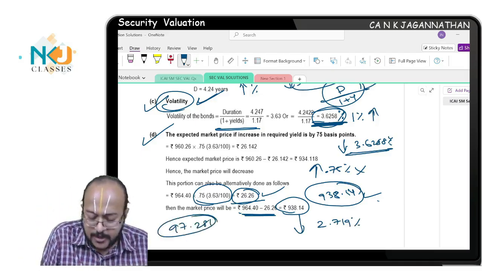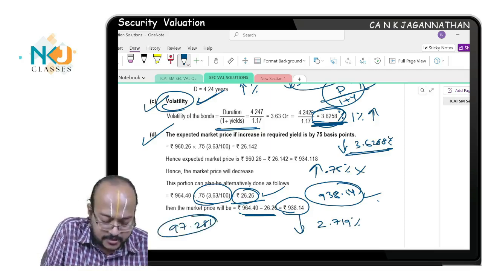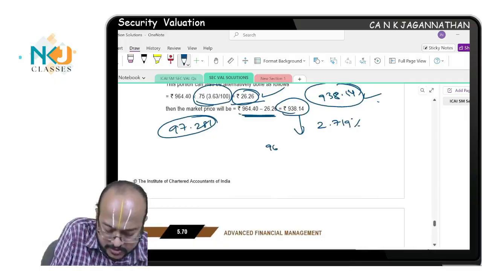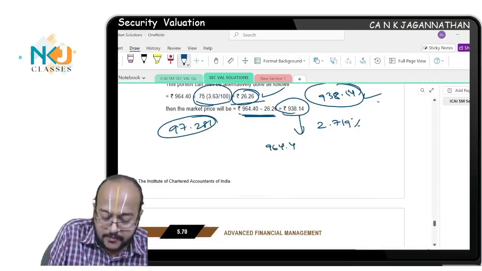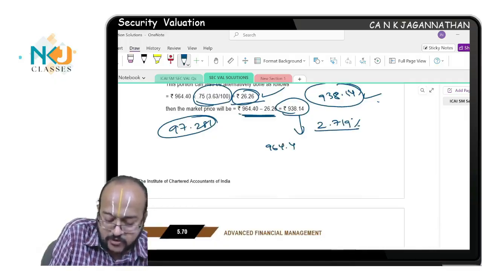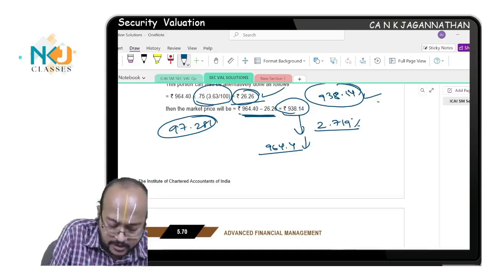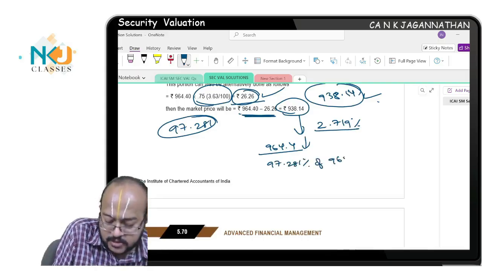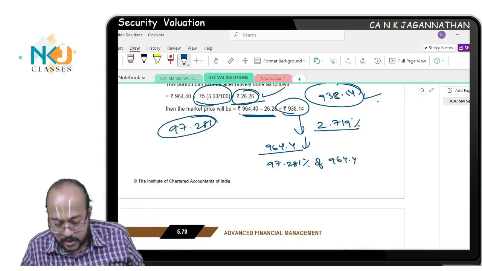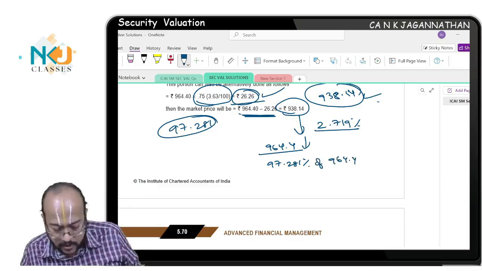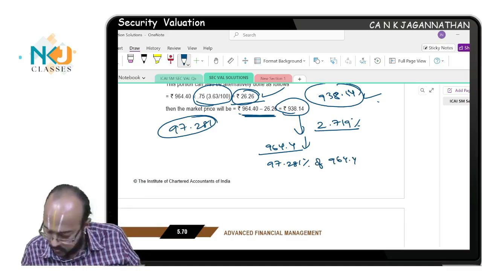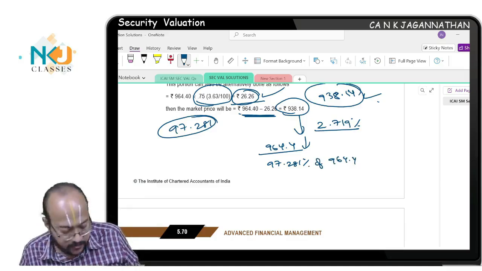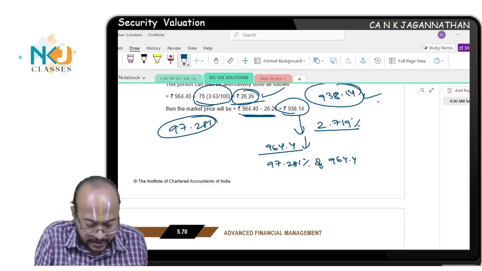97.281. Which means, if my existing bond price is 964.4, correct, and my price dropped by 2.719%, how much will be the bond price? It is 97.281 percentage of 964.4. Correct? You apply that: 964.414 into 97.281 percentage.